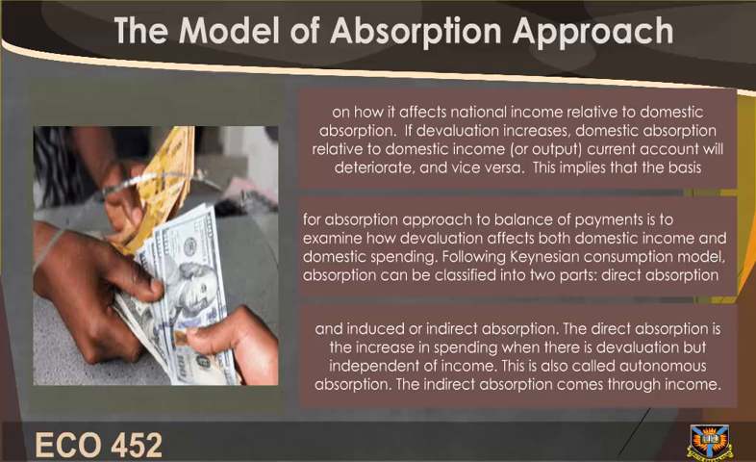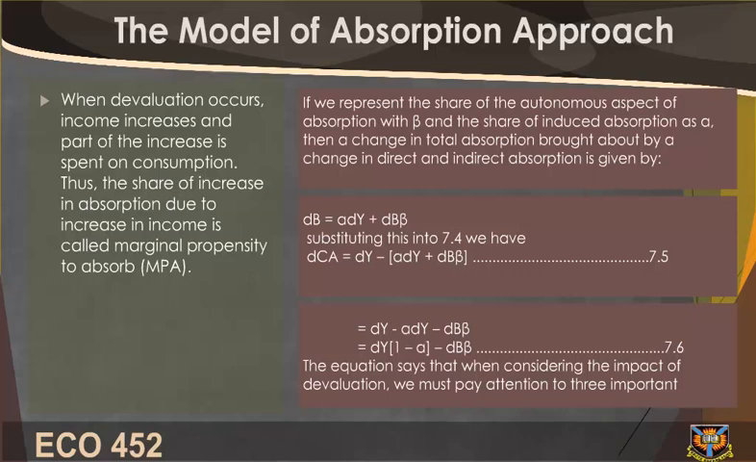The indirect absorption comes through income. When devaluation occurs, income increases and part of the increase is spent on consumption. Thus, the share of increase in absorption due to increase in income is called the marginal propensity to absorb, MPA.